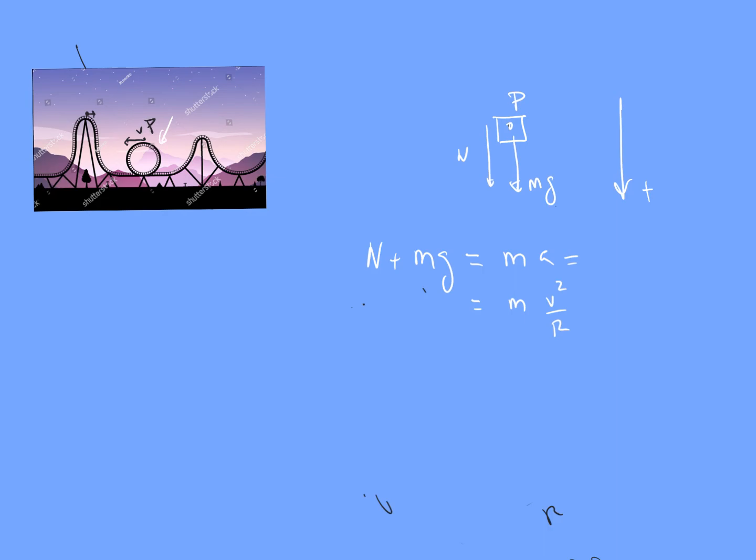To go around this circle, the minimum velocity happens exactly when the normal is almost zero. If the normal is almost zero, it means that the roller coaster is barely touching the rail, so nothing is happening. So this is the minimum condition. So what will be the velocity? 0 plus mg will be mv squared divided by r. So v squared should be r times g. So the minimum velocity is the square root of rg.